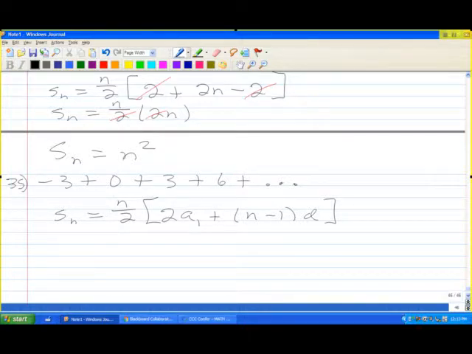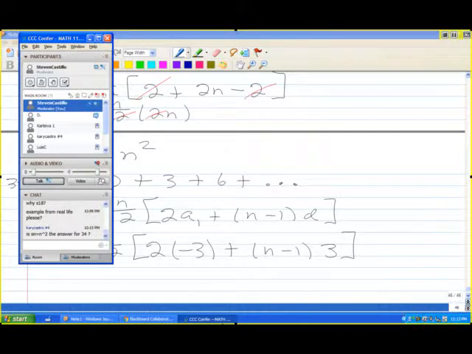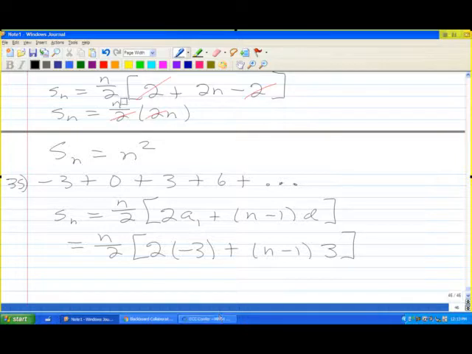And so this is equal to n over 2 times 2 times a1, and a1 is -3. D in this case, notice I'm always adding 3, so it's equal to 3. Why is it equal to n squared? Well, the 2's cancel, so what's n times n? n squared. So I just multiply the two n's together to get n squared.